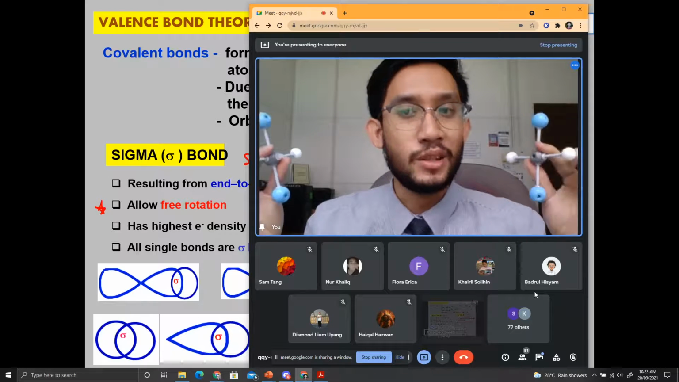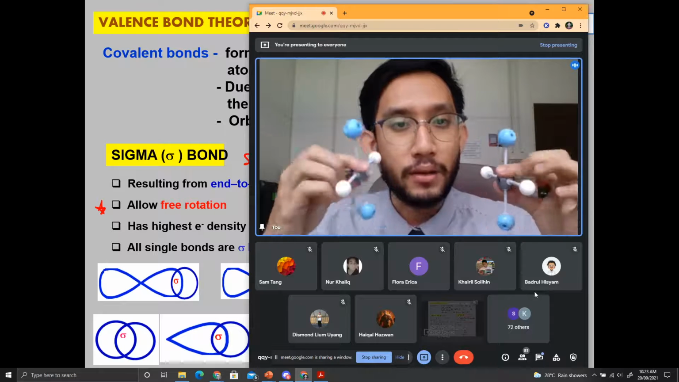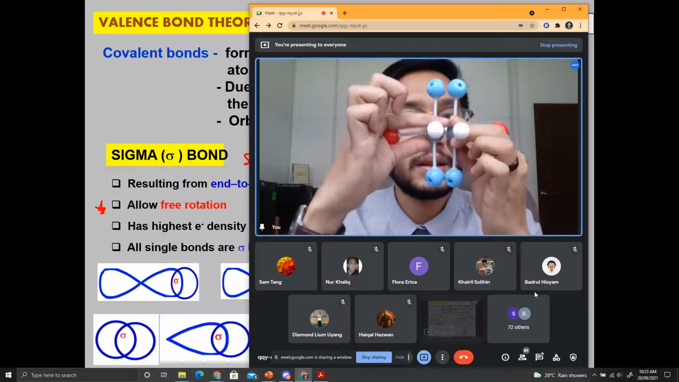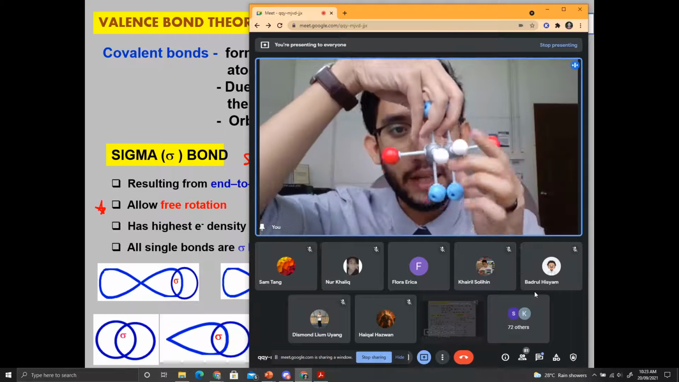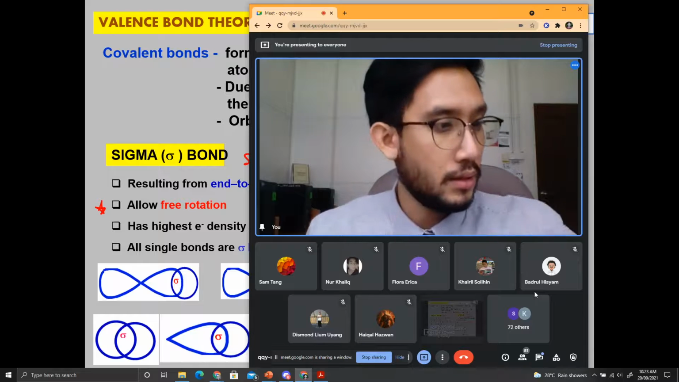Yes. The only difference yang you guys kena ingat is a sigma bond. Sigma must be head on. And then pi bond dia side to side punya overlap. Dia overlap side to side. So okay.